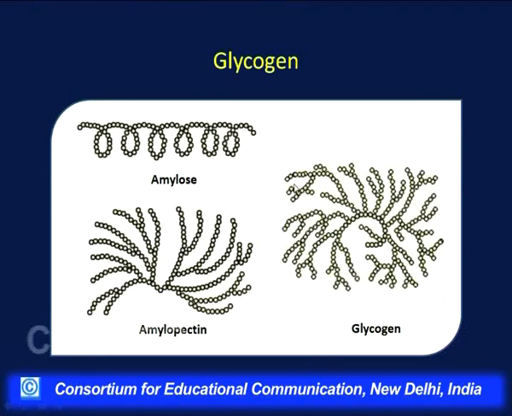glucose units involved. Since here this structure is quite open and more of the hydroxyl groups are exposed, they can form hydrogen bonds with water, and that is why amylose becomes water soluble. Whereas in amylopectin and glycogen, the structure is compact, a lesser number of hydroxyl groups are exposed to water and they become water insoluble.